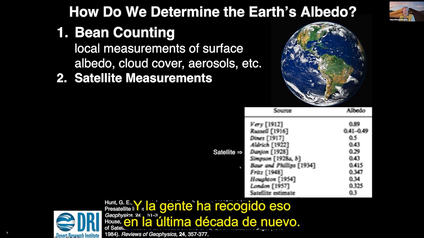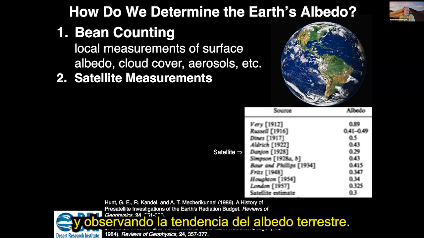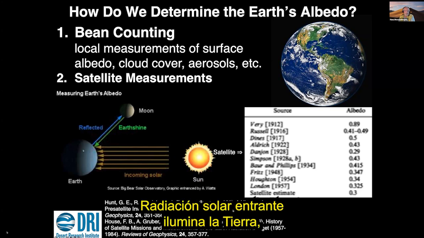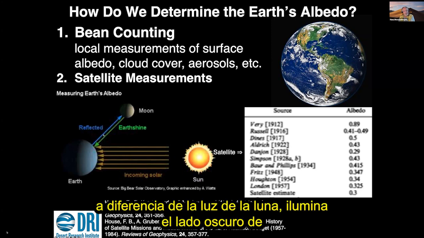And people have picked that up in the last decade again, and there are a few observatories looking at that and looking at the trend in Earth albedo. So here is a sketch of this. The incoming solar radiation illuminates the Earth. The reflected radiation, also known as Earthshine, as opposed to moonshine, illuminates the dark side of the moon.